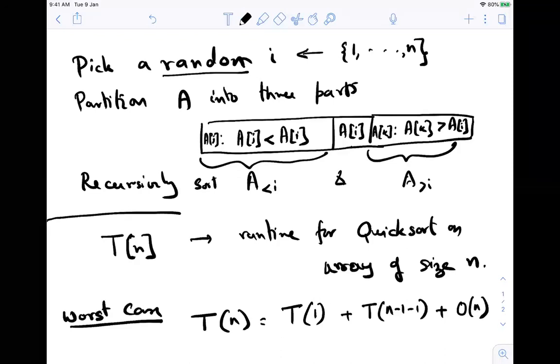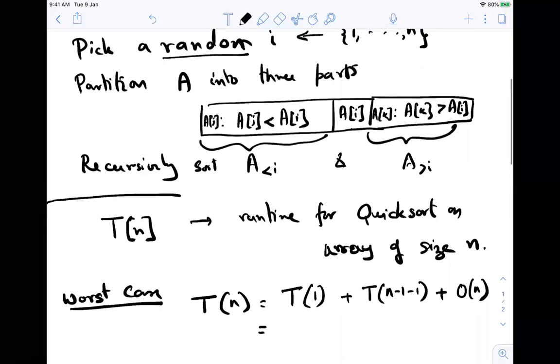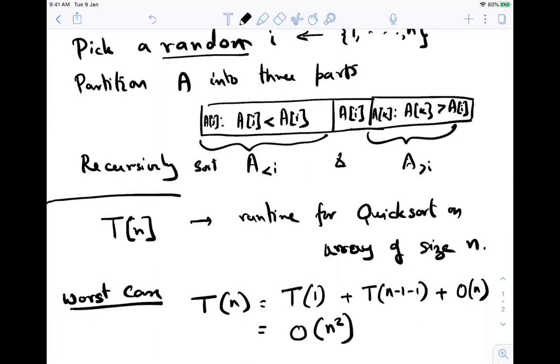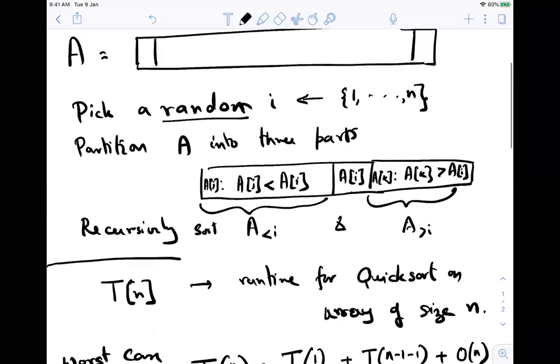Right? And this one, if you solve it, what you will end up getting is order of n square, right? So this is the worst case runtime of quicksort. So what is the O(n) term over there? The O(n) term is for the partition, right? When I say that partition the A into 3 parts, how do you partition it?